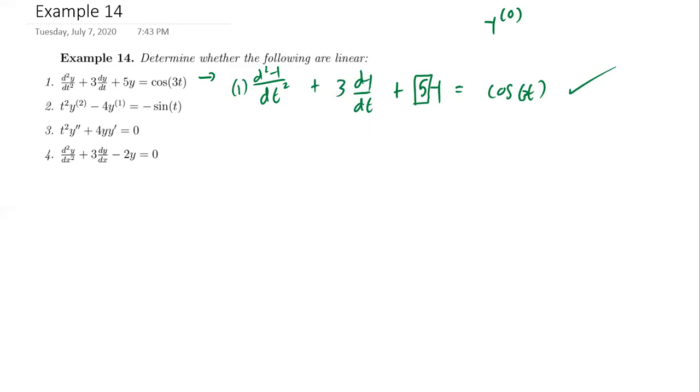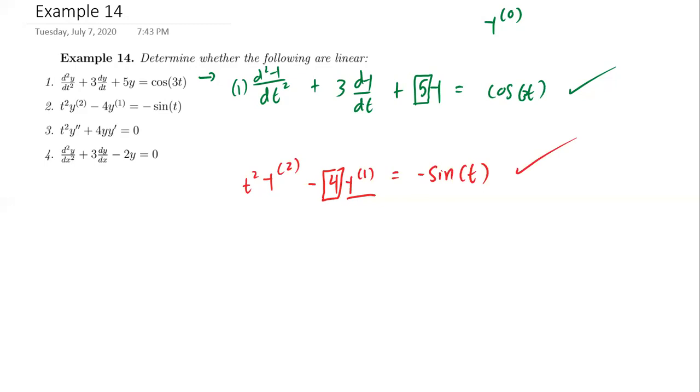Let's go with the second one. We have a second order derivative. Again, doesn't matter the order of the derivative, that's fine. Now the coefficient should be a function of the independent variable, t. t squared is a function of t. We're good. Minus 4 times the first derivative of y. The coefficient should be a function of t. 4 is a function of t. We're good. Equals negative sine t. Whatever doesn't have the variable y should be just a function of t. Negative sine t is just a function of t. So this is also linear.